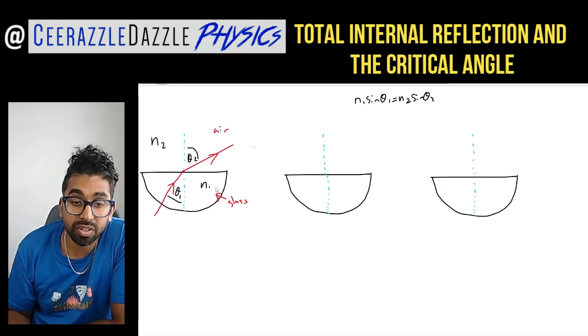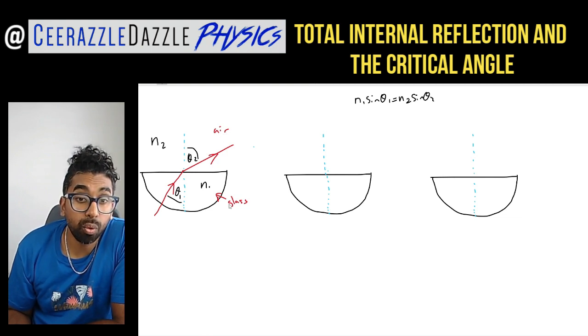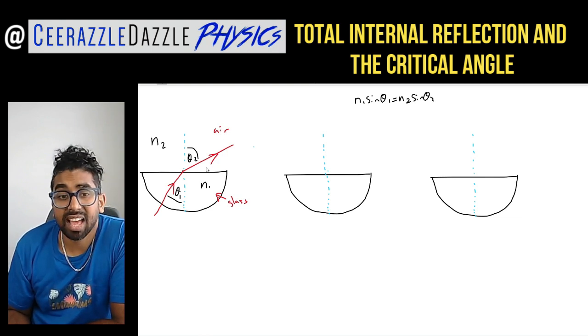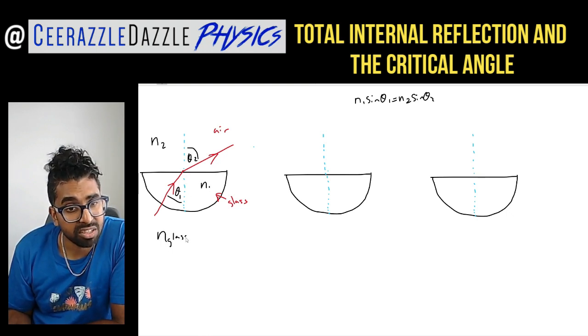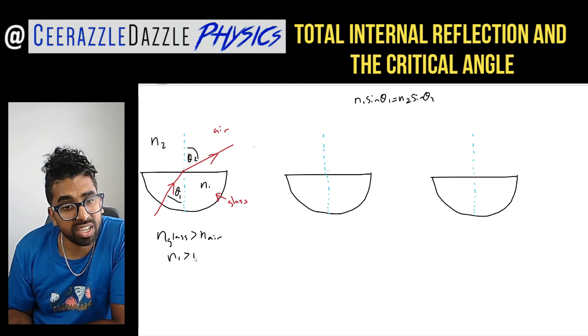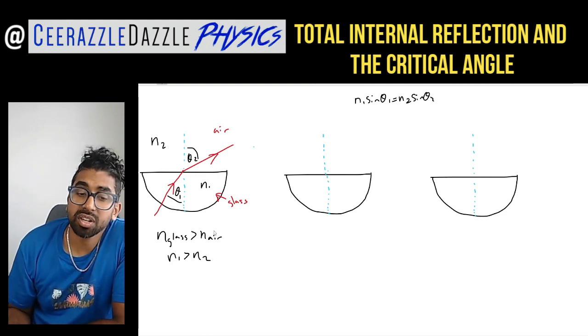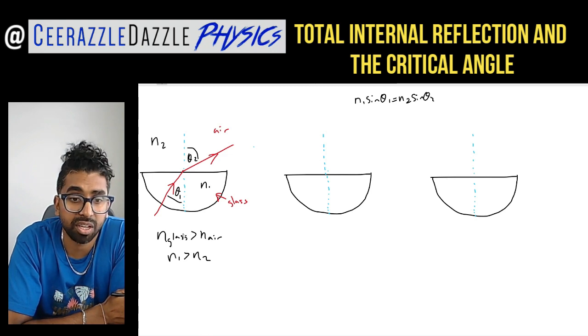The first thing to notice is that as we're going from glass into air, we're going from more dense to less dense, and the refractive index of the glass is going to be greater than the refractive index of the air in this case, or n1 is greater than n2. If you don't understand the concept of refractive index, there's another video in the chat, just watch that and I'll explain it for you.